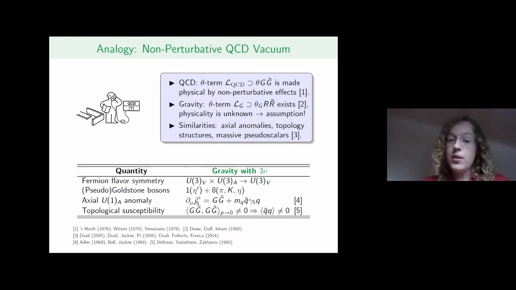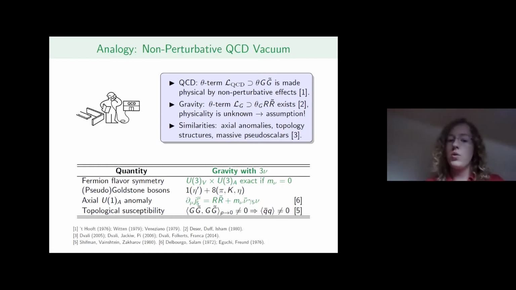So if we have 3 neutrino species, we also have a fermion flavor symmetry in the neutrino sector, and this symmetry is exact if the masses are vanishing. However, we know that this subsymmetry of the U3 axial sector, which is precisely this U1 axial symmetry, is anomalous in the sense that the divergence of the corresponding current in the neutrino sector is non-zero.